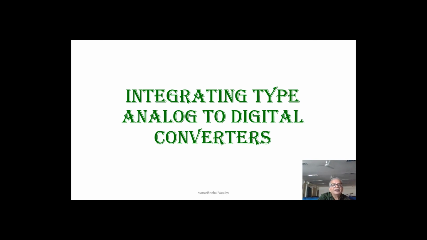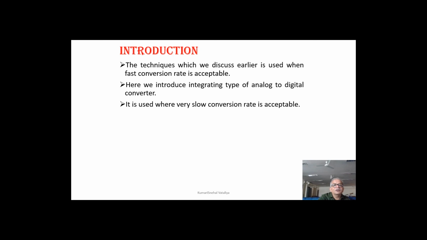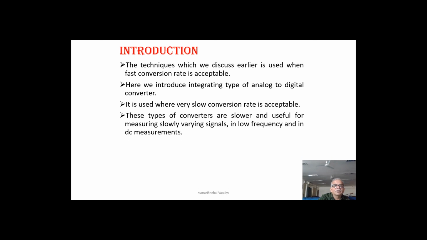Yet another type of analog to digital converters, a family of them, are integrating type analog to digital converters. What is the specialty of this? The techniques which we discussed earlier are used when a fast conversion rate is needed. Here we introduce the integrating type of analog to digital converter. It is used where a very slow conversion rate is acceptable. These types of converters are slower and useful for measuring slowly varying signals, low frequency signals and DC measurements.